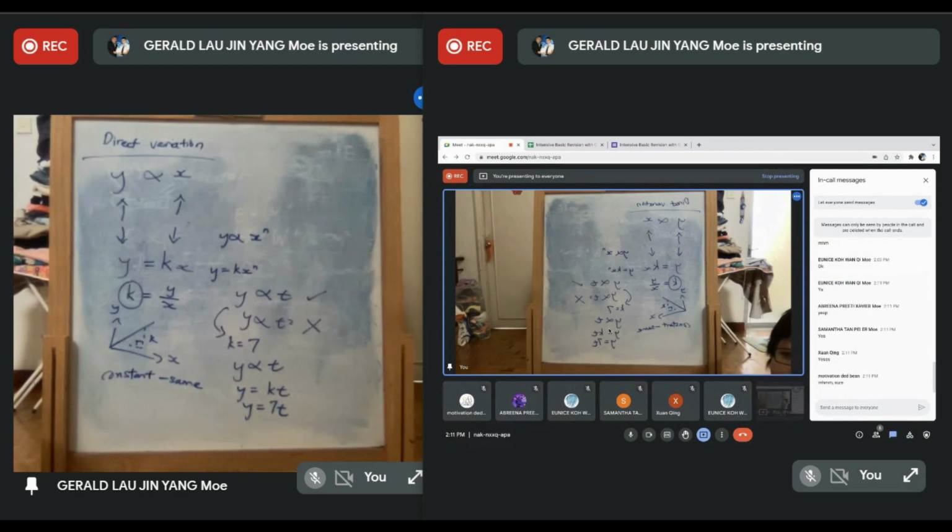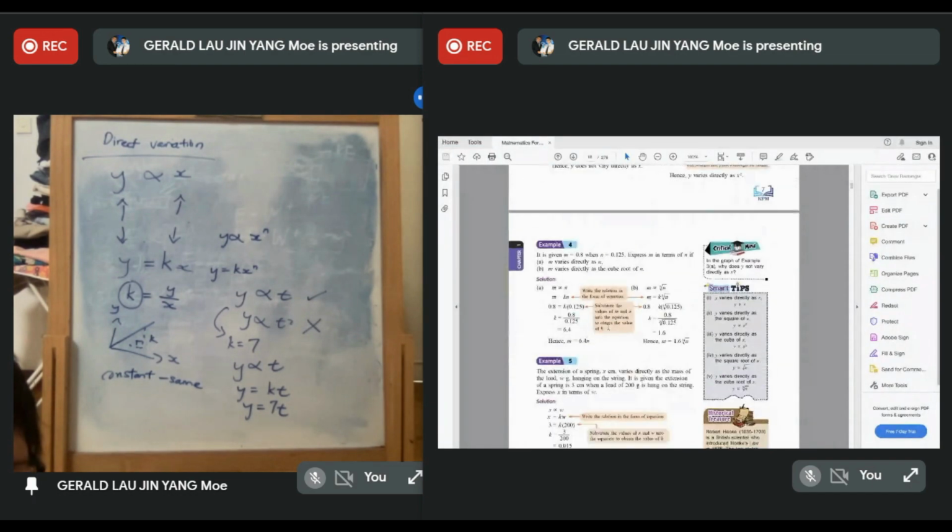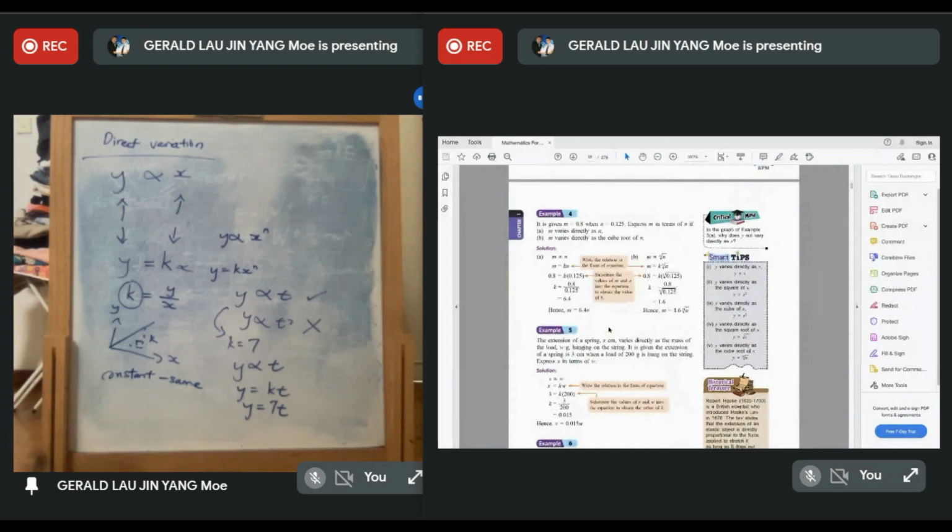Okay, great. Sure, okay. Now, okay, this is just plotting the graph, nothing. Okay. Now, most of the time, SPM will come up with this type of question, okay?